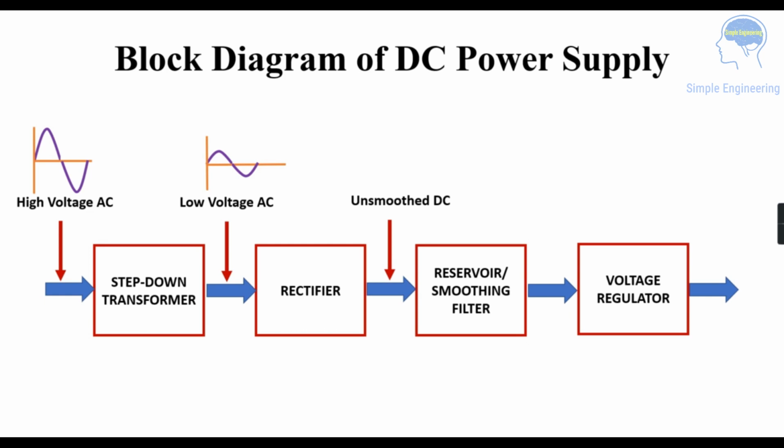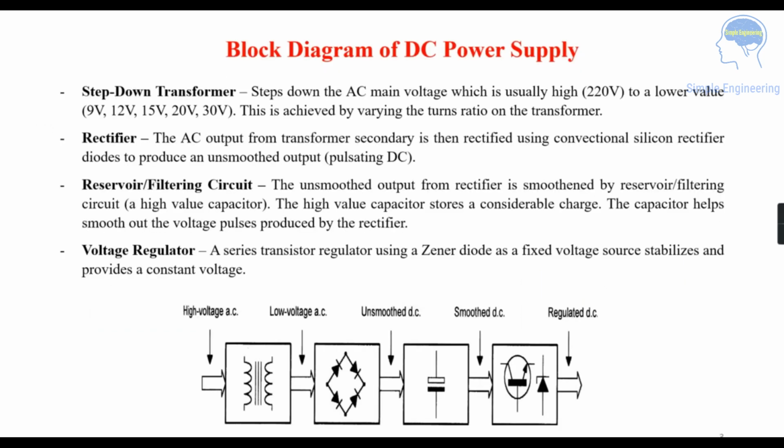And what we are getting in the output of a rectifier is an unsmoothed DC. So that is given to a smoothing filter or a reservoir circuit, where we will get a smooth DC, and that is given as input to a voltage regulator, and at the output of the voltage regulator we will get a regulated DC. So from a high voltage AC as the input, we are getting a regulated DC as the output by using this power supply.